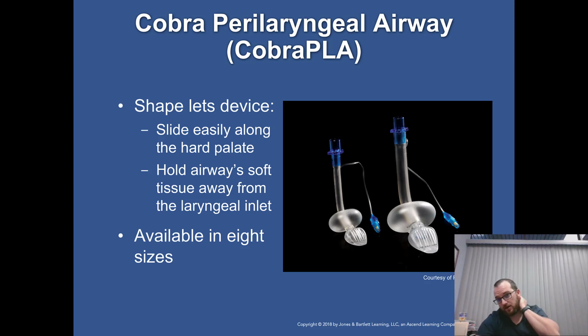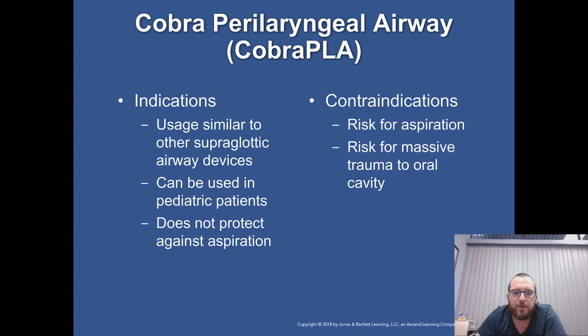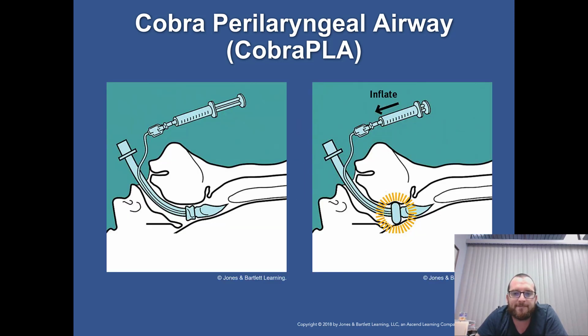Cobra is one that I've never seen in Arizona, right? But again, National Registry and places don't care about what equipment Arizona carries, right? So they demonstrate and show you all of them. So there's Cobra, or Cobra perilaryngeal airway. Just understand it's another supraglottic airway device. Kind of looks like a little King airway. It's made by a different company.